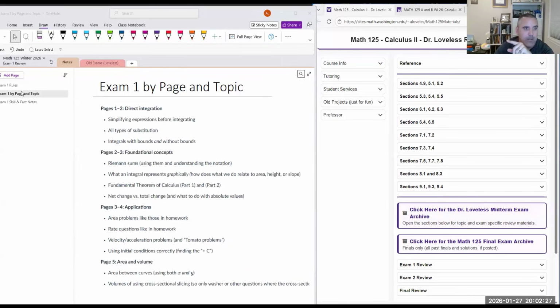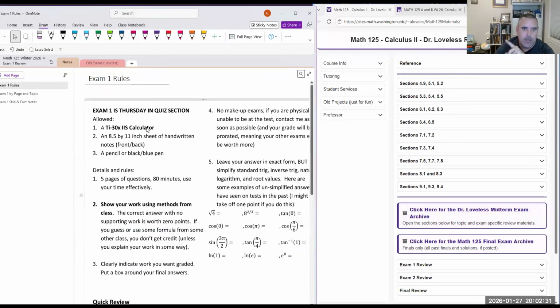Our exam is Thursday. In your normal quiz section, you get a basic calculator, you get one sheet of notes front and back, and there'll be 5 pages. Homework questions are okay, but I want to focus more on exams first. So I'm going to give a little priority to that.